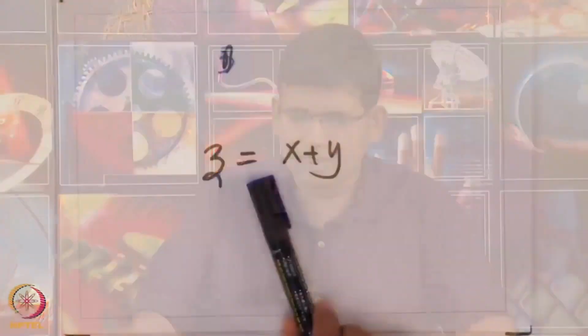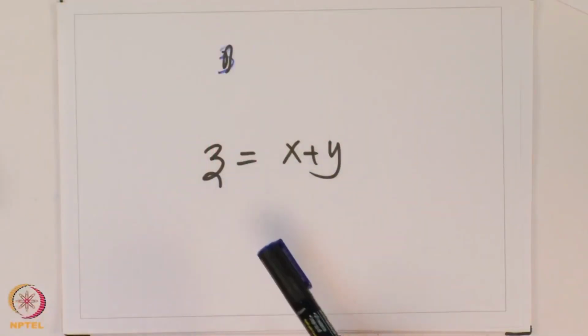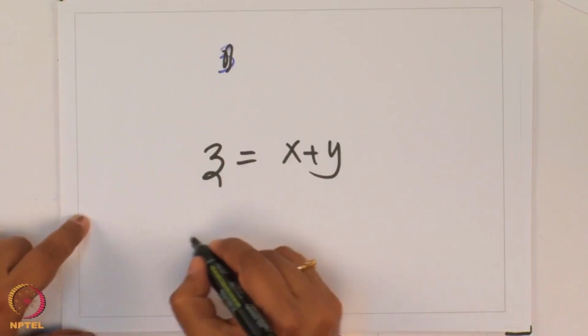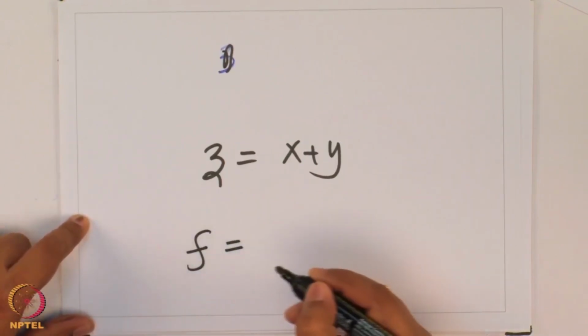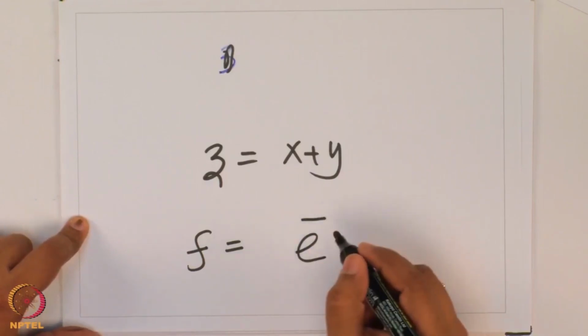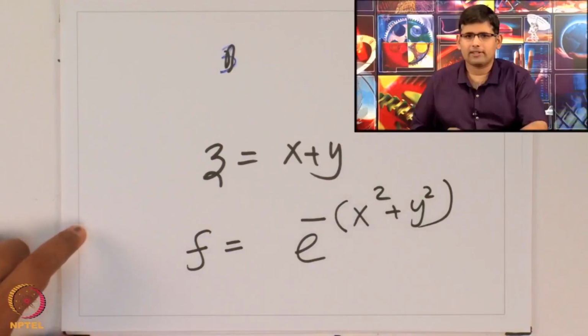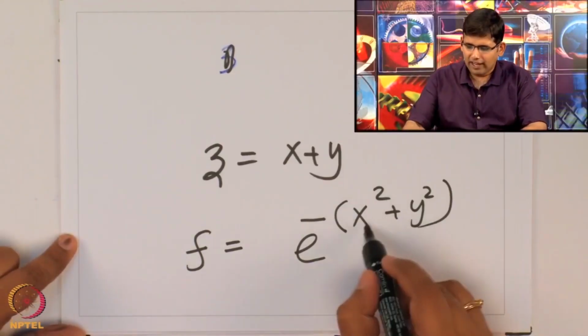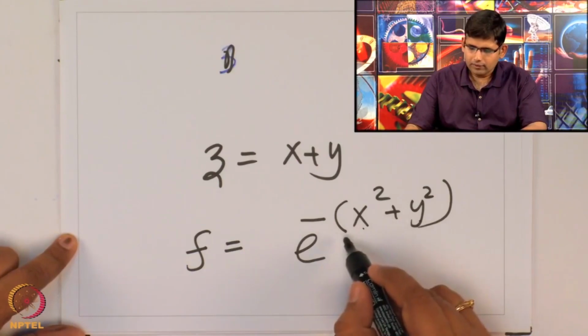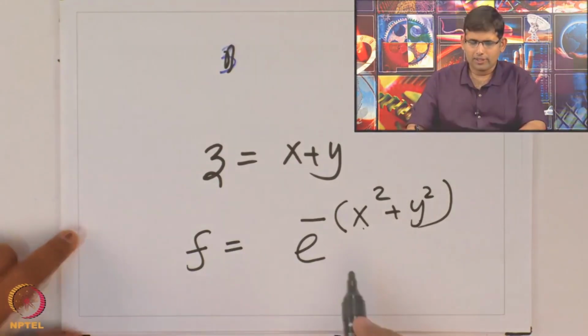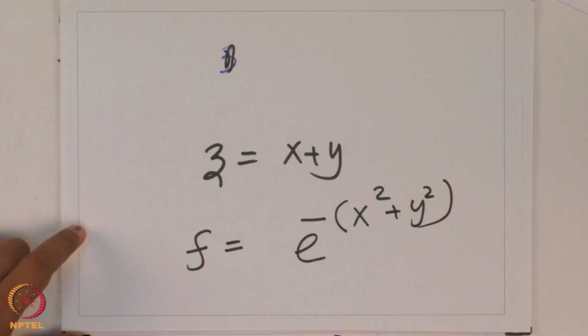Now we will think of slightly more complicated functions. So now we had a simple function like z is equal to x plus y. Now we will have a slightly more complicated function, f is equal to e power minus (x square plus y square). For every x value and y value, you can calculate this function and plot. So again, you can make a table and we can plot them.